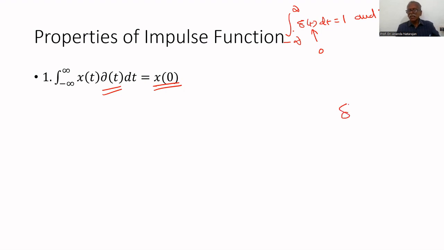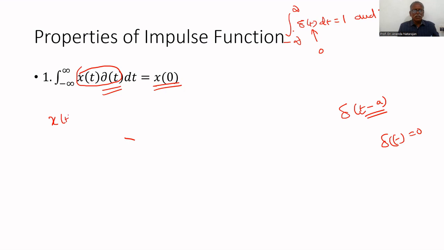That's why the delayed impulse function del of t minus a will exist when t equals a. Then only this index becomes 0. So del of t will exist when t equals 0. First, let us consider this alone.